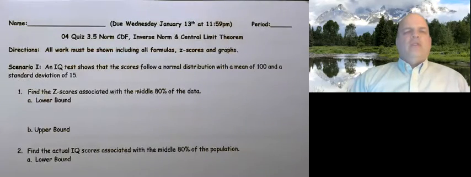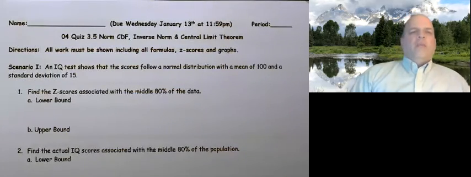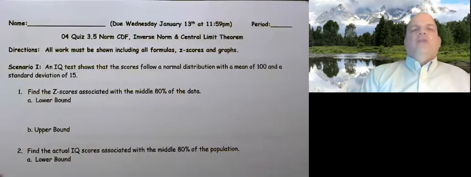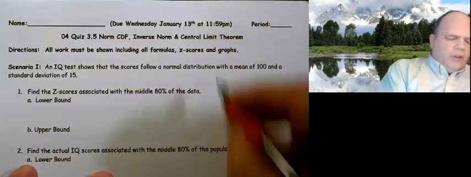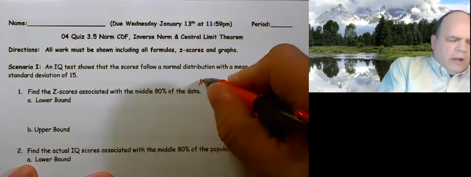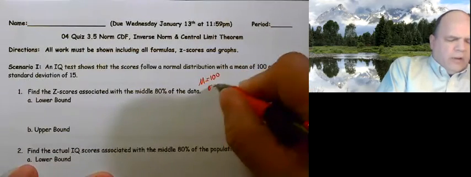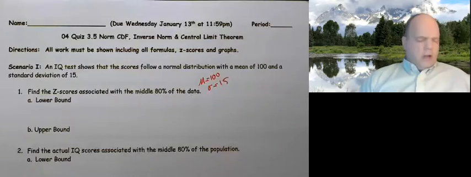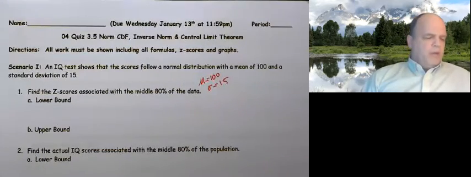Okay, so this is the take-home quiz, quiz 3.5, and this first video will be scenario 1. An IQ test shows the scores follow a normal distribution with a mean of 100 and standard deviation of 15. So I'm going to go ahead and make a note of that. Mean of 100, standard deviation of 15. So that's our scenario, and this first video will be scenario 1, which is problems 1 through 9.